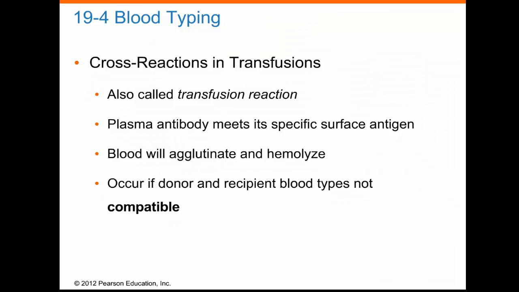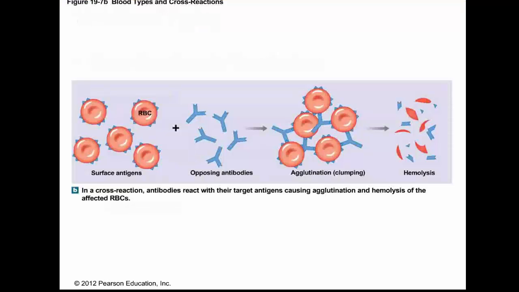Here is where you play a big role in cross reactions with transfusions. It's called a transfusion reaction, and the plasma antibody meets a specific surface antigen because the wrong blood product has been put up, and the blood will agglutinate and hemolyze and clot in the patient's arm, and this will cause death. This will occur if the donor and the recipient blood types are not compatible. This is what happens in a blood transfusion reaction.